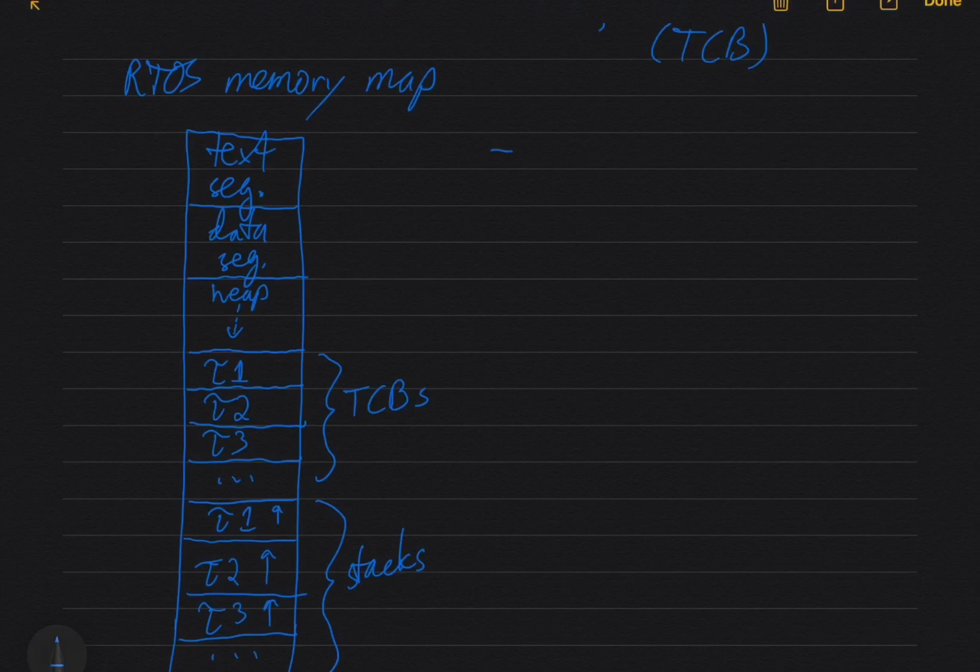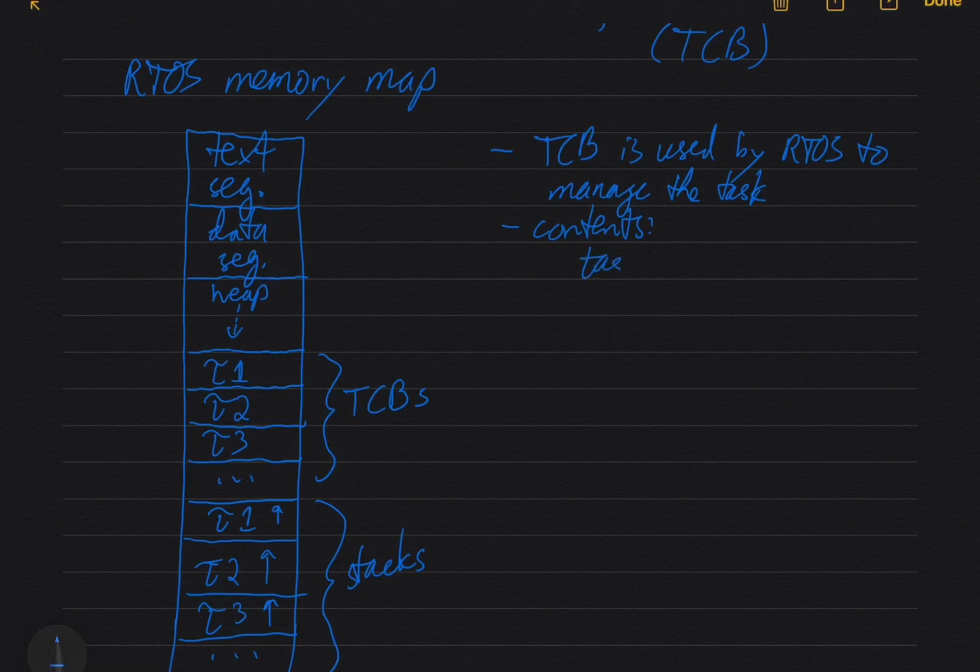So the TCB is used by the RTOS to manage the task. The contents of the TCB are things like the task ID. So usually they have an ID number. Sometimes you can assign a name to a task. Other times it will just be the name of the first function that's called for it.